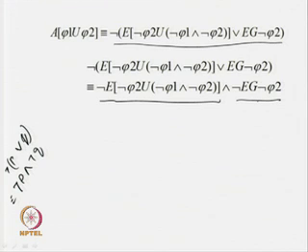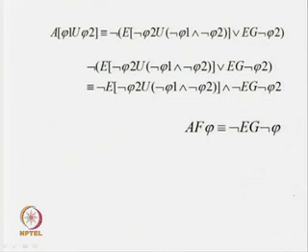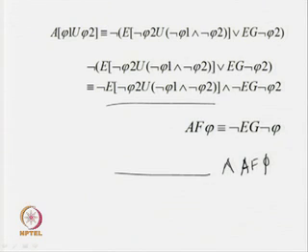Now, what is this not of E G not of phi 2? We have already seen this particular equivalence, that A F phi 2 is equivalent to not of E G not of phi 2. That means we can replace this particular second part by A F phi 2, and the first part will remain as it is. So, eventually we are getting this.